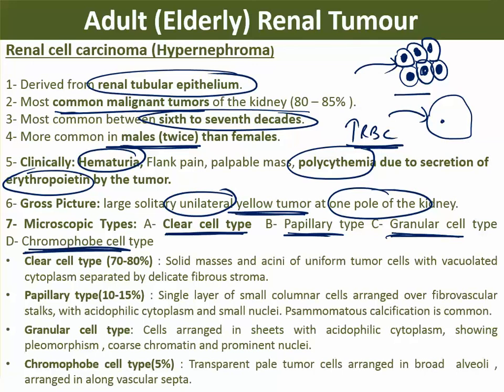So there are four cell types, and inshallah we'll discuss that in the lab. One is clear cell type, the most common one you see in renal cell carcinoma.